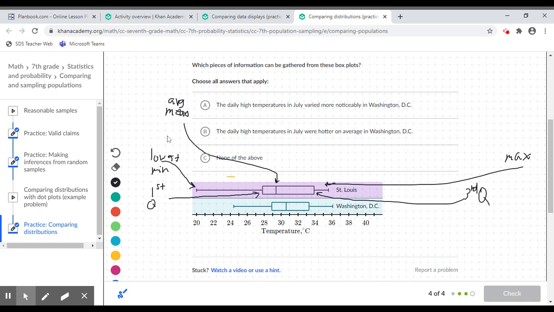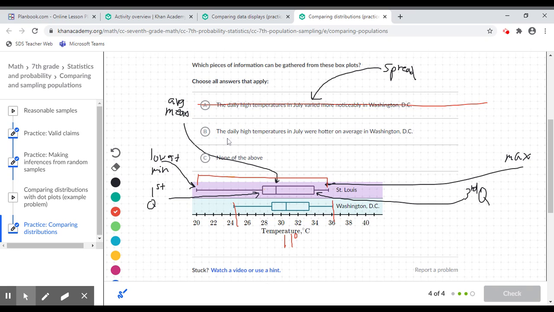All right, so let's read through these one more time. Choose all answers that apply. The daily high temperatures in July varied more noticeably in Washington, D.C. When they say varied, that means were they spread out more? Was the spread greater in Washington, D.C.? What we notice is when we compare these, Washington, D.C.'s go from 25-ish to 36. That's a spread of 11 degrees. However, in St. Louis, the spread is much greater. So A is not correct.